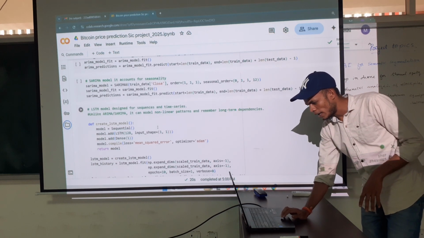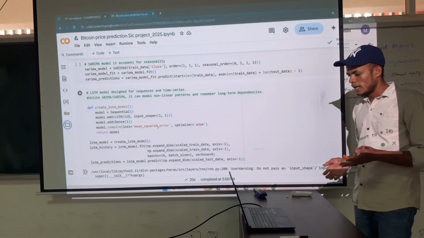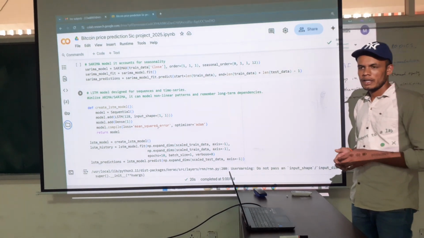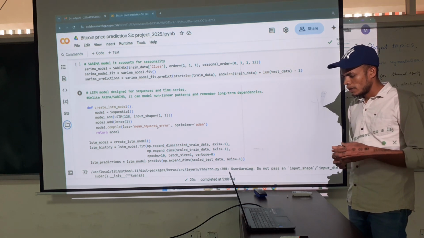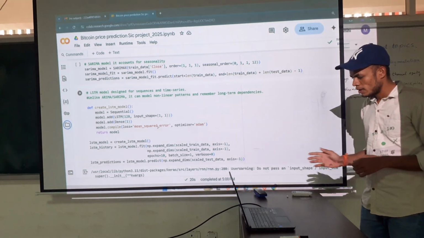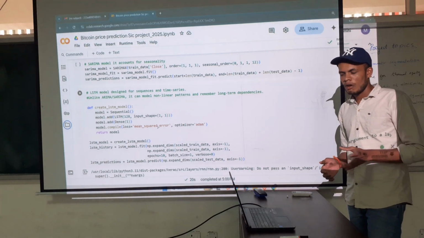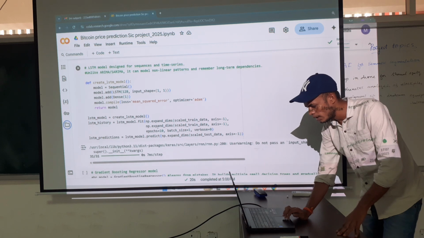I also trained an LSTM model, and unlike SARIMA and ARIMA, it can learn non-linear patterns and remember long-term dependencies, not like SARIMA's seasonal predictions or ARIMA. LSTM sees the long-term dependencies. This is the code for the LSTM model.